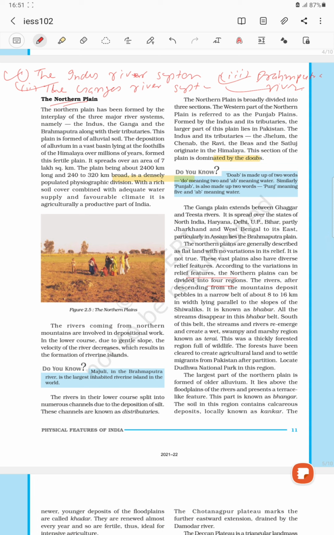So the northern plain is formed with the help of rivers with the deposition of sediments. That's why it is such fertile land, and it is very helpful for agriculture. Lots of the people living in this area are involved in what? Agriculture. You can see in the figure, lots of the people living in this region are involved in the agriculture system. Clear?